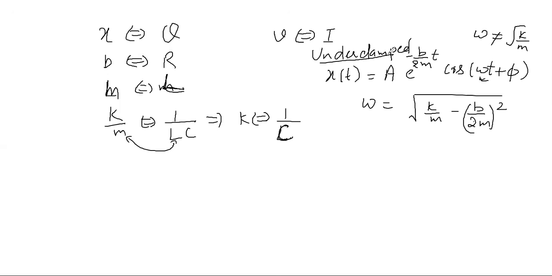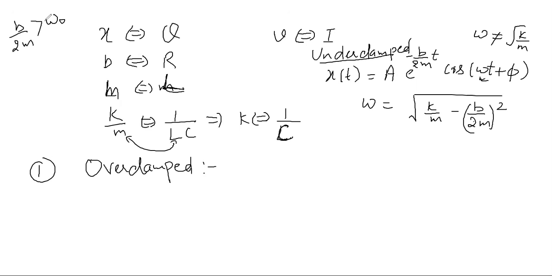We said there could be 3 possible scenarios in the case of mechanical damped oscillator. हमने कहा there can be an overdamped case. Overdamped में हमने कहा कि your b upon 2m has to be greater than omega naught, right? That was our condition for overdamped.